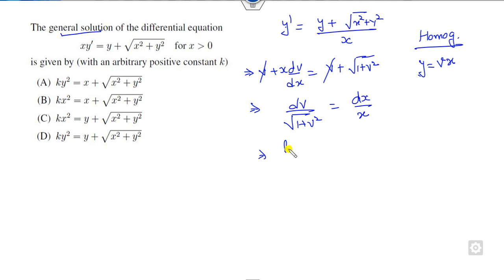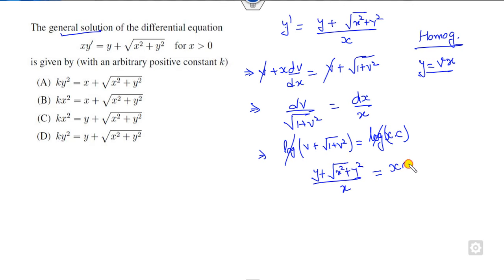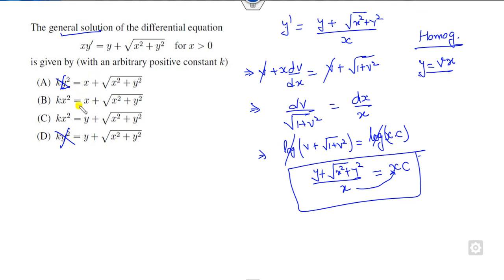So what is the integration of this? This is log of v plus square root of 1 plus v square, equal to log of x. I consider log c also, so log x plus log c. So the log will be cancelled out. I can simply take v as y over x. So this is x square plus y square over x is xc. So that is the right answer. So it's not a ky square, it is a cx square. So this option is cancelled, this is cancelled, and this is y plus. So this is the right answer of this problem. So C is the correct answer.